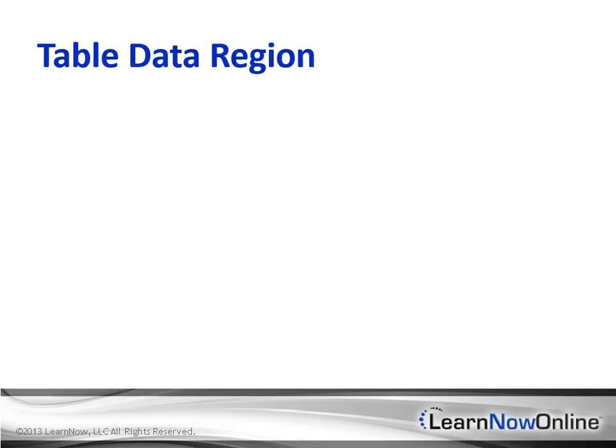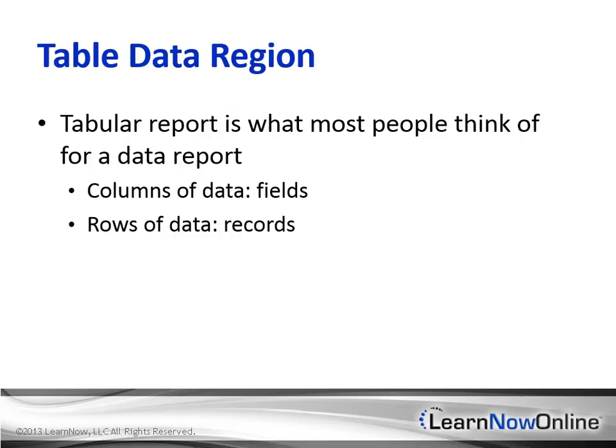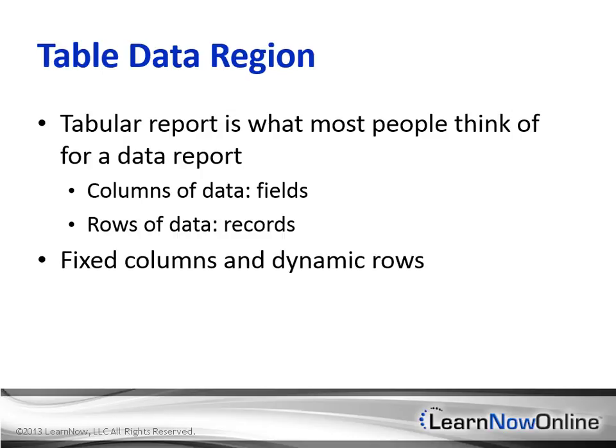All right, so let's start talking about the table data region. A tabular report is based on a table data region, and that's the kind of report that most people visualize when they hear the word report. A tabular report consists of columns of data that correspond to database fields and rows of data that correspond to database records. Putting it another way, a table consists of fixed columns and dynamic rows, so that the number of columns stays the same while the number of rows changes depending on the number of records in the underlying data set.